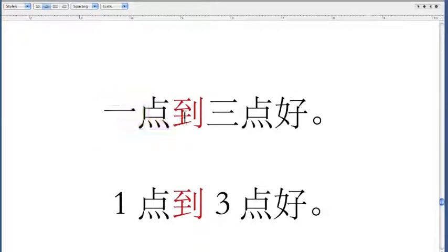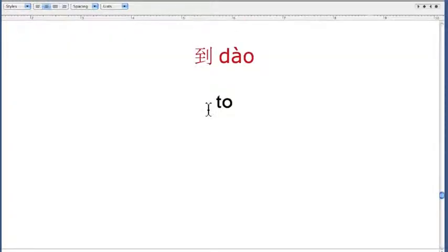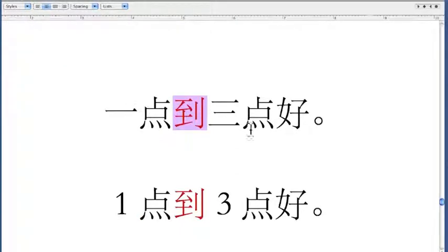一点到3点好. 1 o'clock to 3 o'clock is good. What time do you want to meet? 1 o'clock to 3 o'clock is good. So this to, like to, 1 o'clock to 3 o'clock. 一点到3点好. The number 1 has a tone change oftentimes if it's followed by a third tone.